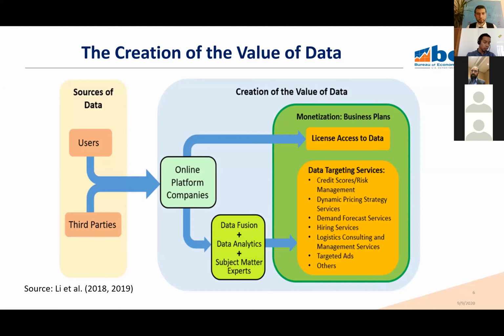The flowchart shows how online platform companies create value from data. In general, online platform companies collect data from users and third parties and use 2 ways to monetize the data. One way is to license the use of data to other companies, such as data analytics firms. Examples include Twitter. Moreover, in China, there are several active public data markets, but first, to trade, they need the Chinese government's approval. The other way is to provide data targeting services to clients, such as third-party sellers.